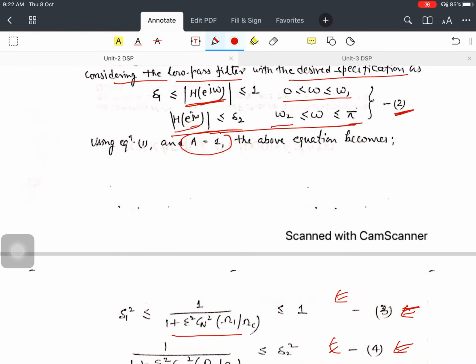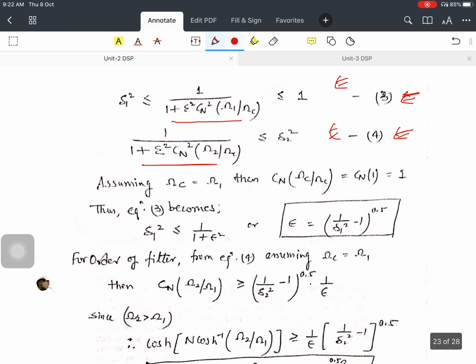for finding out the value of delta 1 and delta 2. Assuming Ωs equal to Ω1, if we consider Ωs equal to Ω1, then Cn(Ω1 upon Ωc), that is Cn(Ωc upon Ωc), that is Cn(1), is always equal to 1. Now from equation 3, we know the value of Cn equals 1, so delta 1 equals simply 1 upon the square root of 1 plus epsilon square, because this value will be 1.